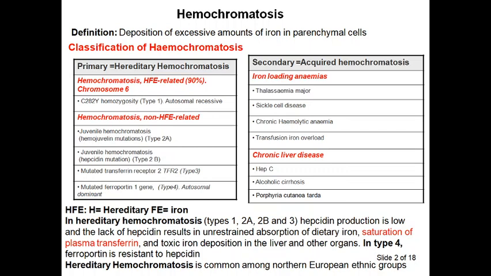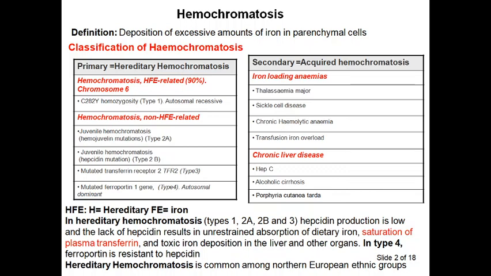If we look at hemochromatosis, we'll find two types are present. Either it is primary or hereditary hemochromatosis, where there is mutation of certain genes that can cause excessive absorption of iron, or secondary or acquired hemochromatosis, which may be due to iron overload, as in cases of thalassemia major, sickle cell disease, chronic hemolytic anemia, etc.